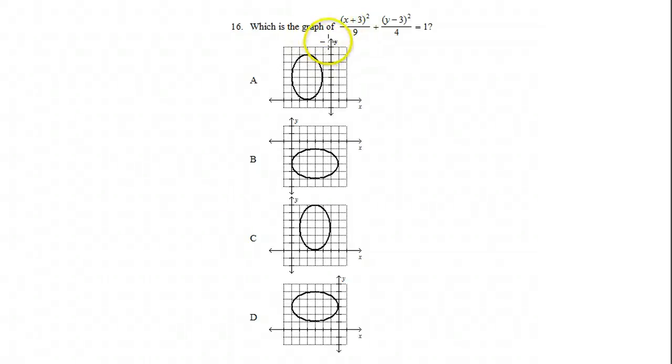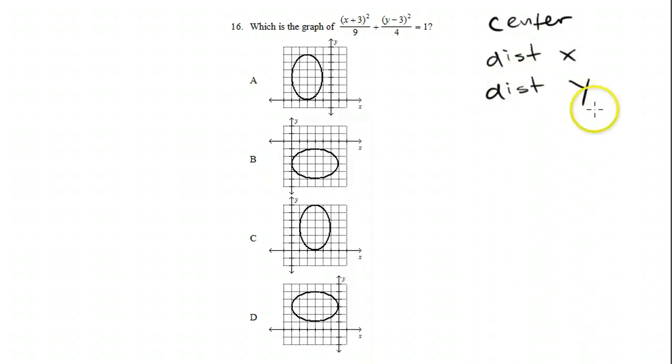All right, so which one is the graph of this thing, which is in standard form of an ellipse? And so we see in our multiple choices, we have all these ellipses. So the two things we need to find, or three things, I guess, is our center, right? That's the first thing that's going to help us. Next, we find our vertices and co-vertices, or really just the distance in the x direction and the distance in the y direction, in the up and down direction.